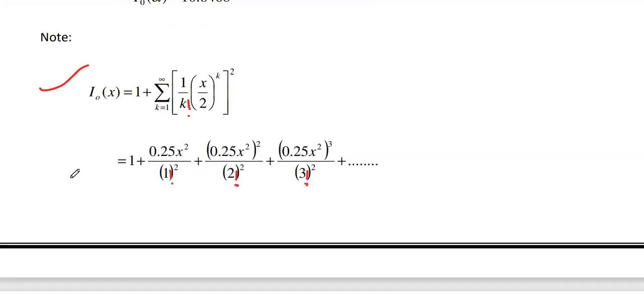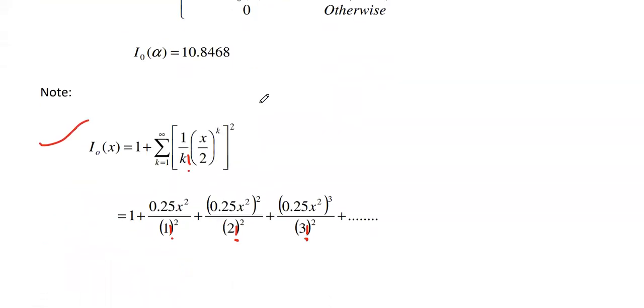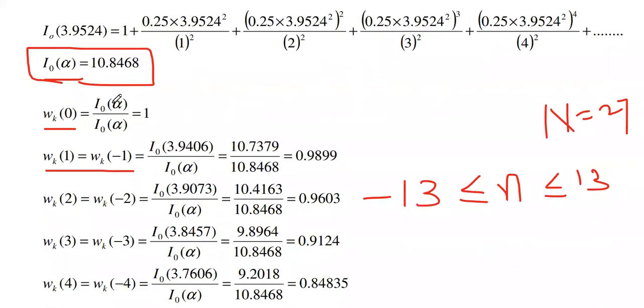So first we are calculating the wk of 0. What is wk of 0? You just substitute n equal to 0 in this formula. So this term becomes 0, and 1. So I naught of alpha divided by I naught of alpha. So wk of 0 is I naught of alpha divided by I naught of alpha. Cancelling, we get 1. All windowing sequences have the answer 1 at n equal to 0. Either it is a rectangular window, Hamming, or any window, at n equal to 0 that window has the maximum value 1. Then wk of 1. What is wk of 1?